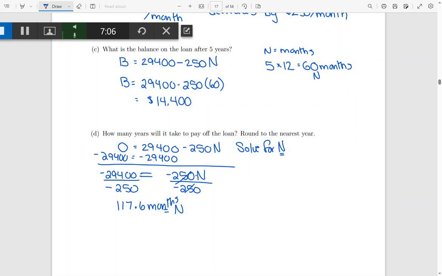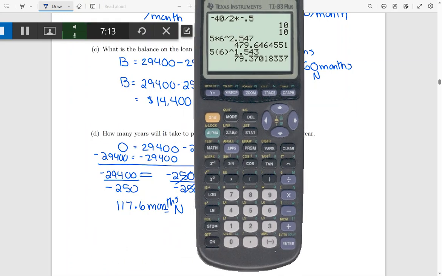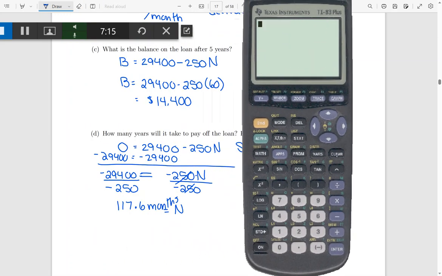Might want to check that number. I'm not feeling it. Where's my calculator? Oop, there it is. All right, so 29,400 divided by 250. Yep, that's exactly what it was.